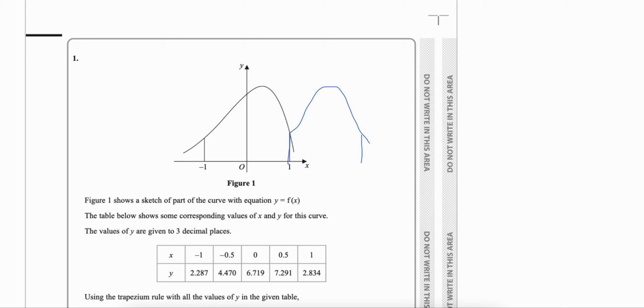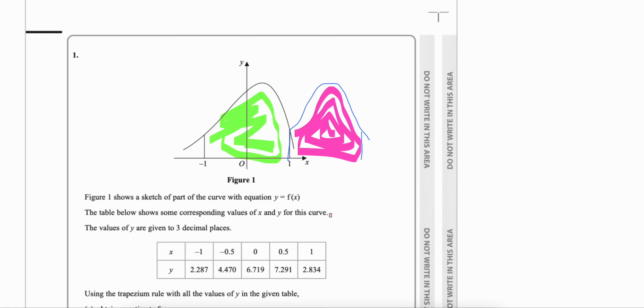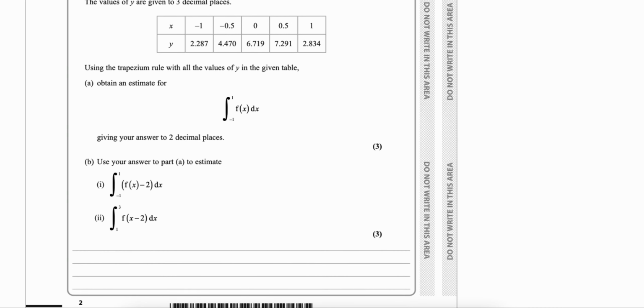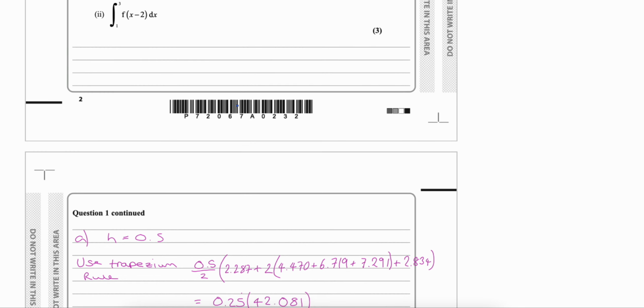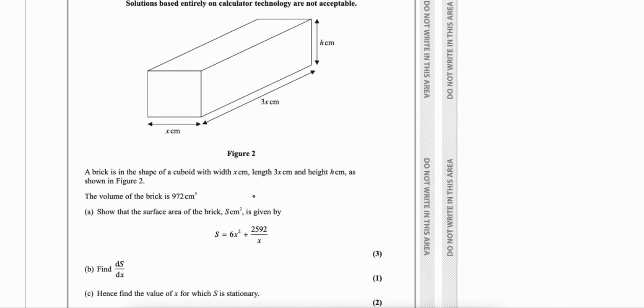Then our green area here, which is what we found out in the first question, and our purple area, which is what they're asking in this question, as you can see, are identical. Since we've moved the whole graph 2 to the right and the limits 2 to the right, these two areas are both the same. So the answer to part 2 is simply 10.52.